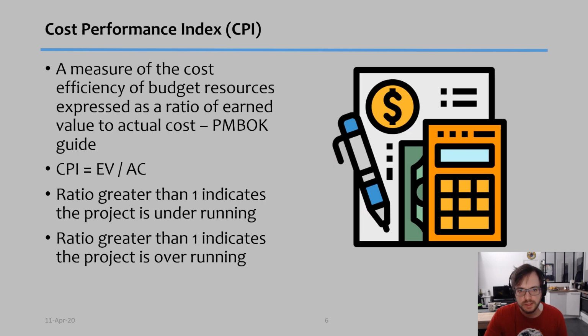The cost performance index is very similar, but it's a measure of the cost efficiency of budget resources expressed as a ratio of earned value to actual cost. So the formula of the CPI is earned value divided by actual cost. Now, what does that mean? If this ratio is more than 1, it means the project is underrunning, so we're spending less. If this ratio is less than 1, it means that the project is overrunning.